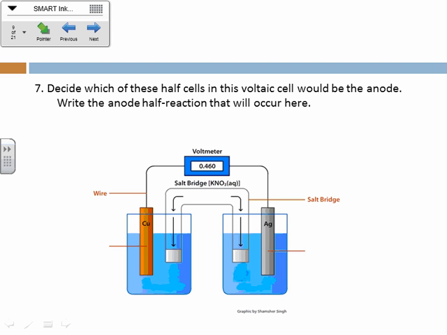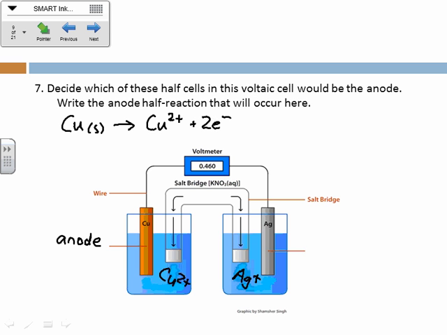So the one we were ready for here is number 7. Decide which of these half cells would be the anode. Well, we just decided which one was the cathode, so at this point it should be fairly simple to decide which one is the anode. So the anode half reaction is going to be taking place at the copper. The half reaction there, again, we've got copper 2 plus and silver plus in these. So that half reaction would be solid copper going to copper 2 plus plus 2 electrons. So there's your balanced anode half reaction.